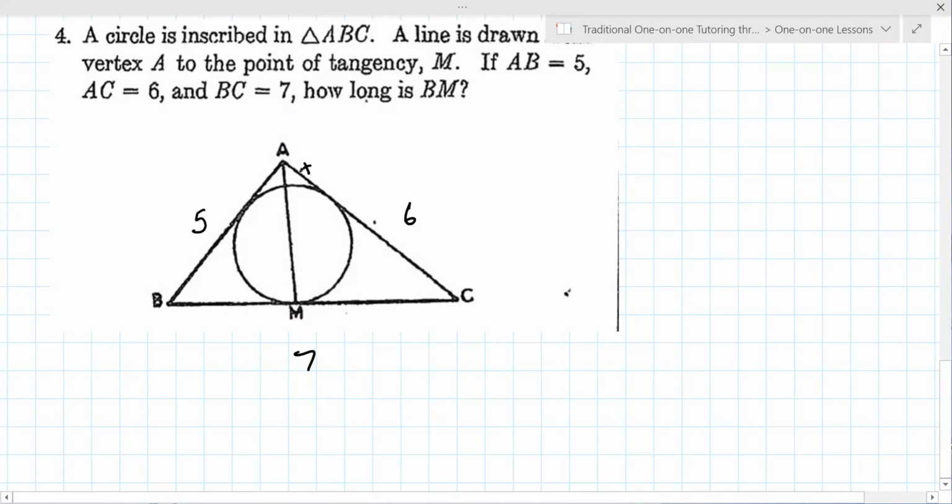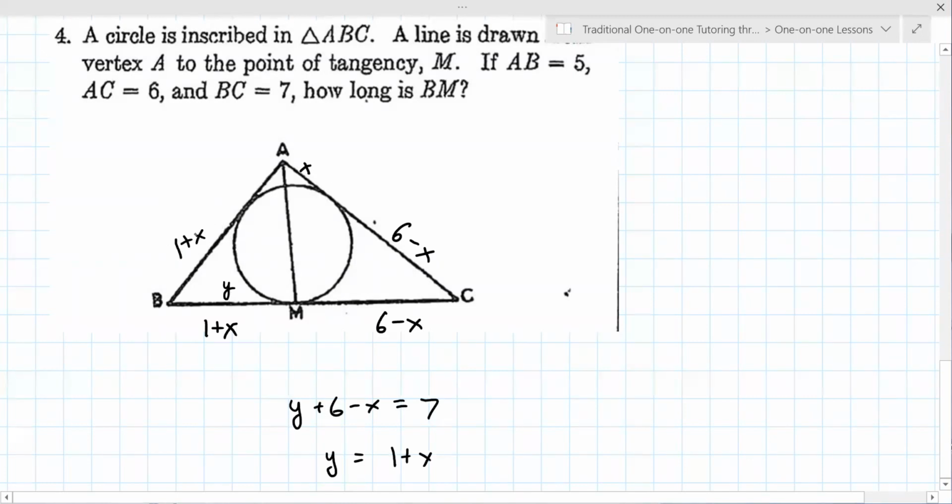So let's call this X. Then this right here is 6 minus X down here. This is 6 minus X. Okay. And this is where it gets a little tricky. If we call this Y, we know that Y plus 6 minus X equals 7. So Y is equal to 1 plus X. You subtract 6 and add X to both sides. And then 1 plus X here.